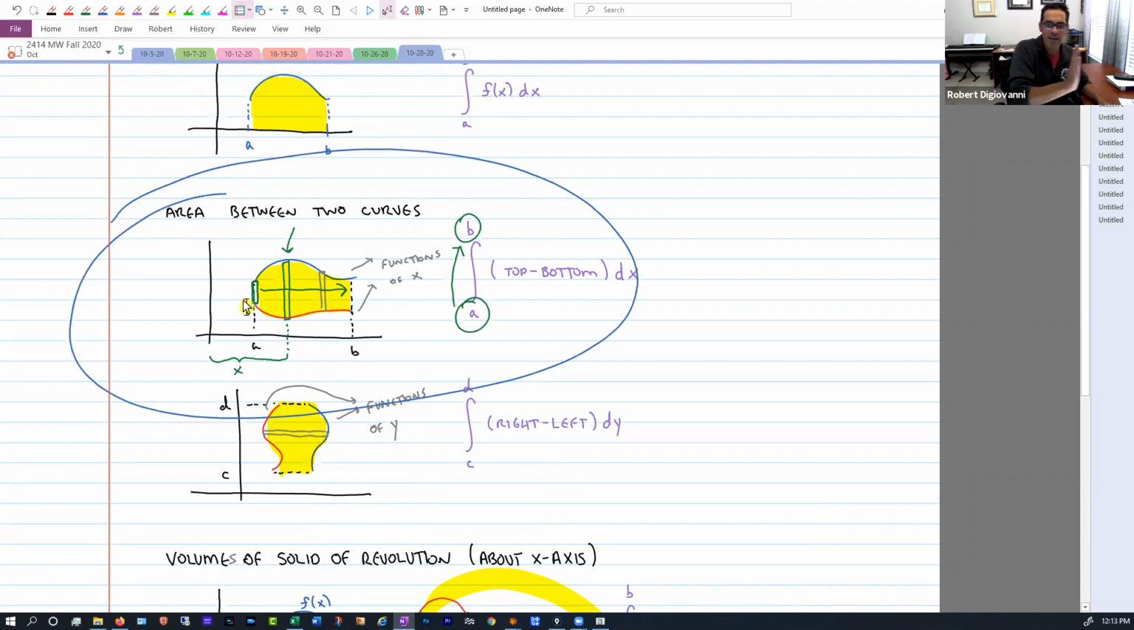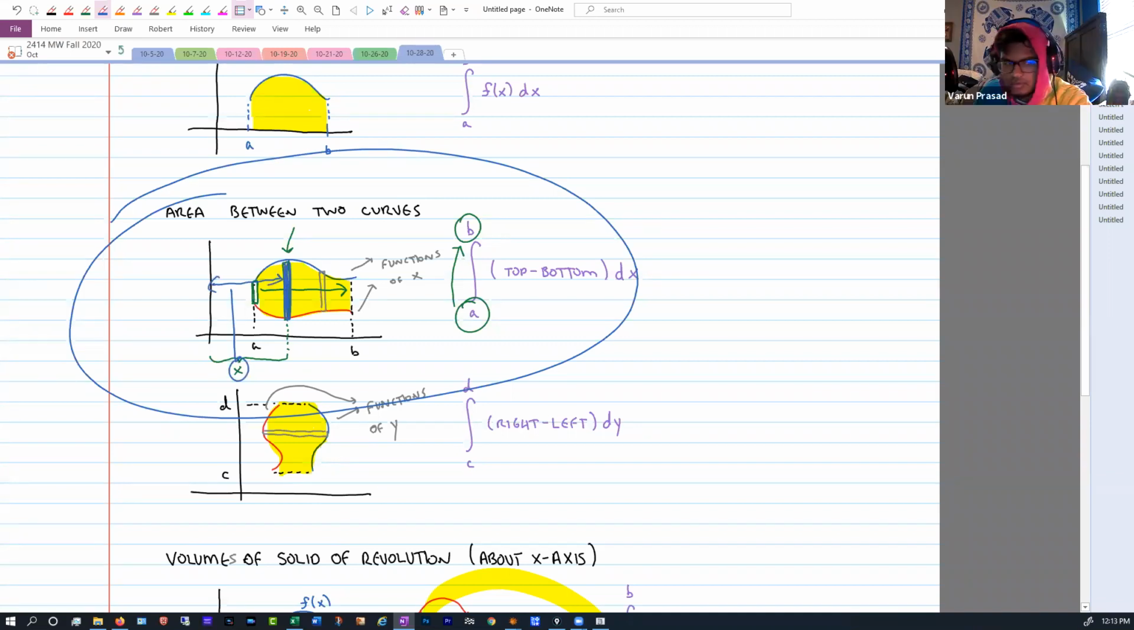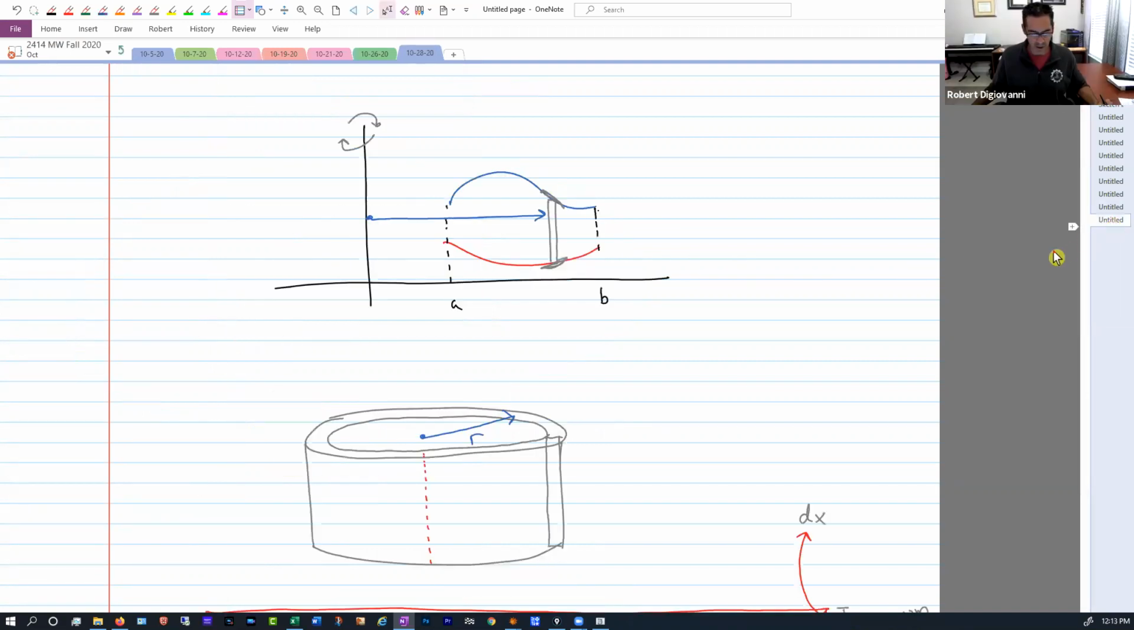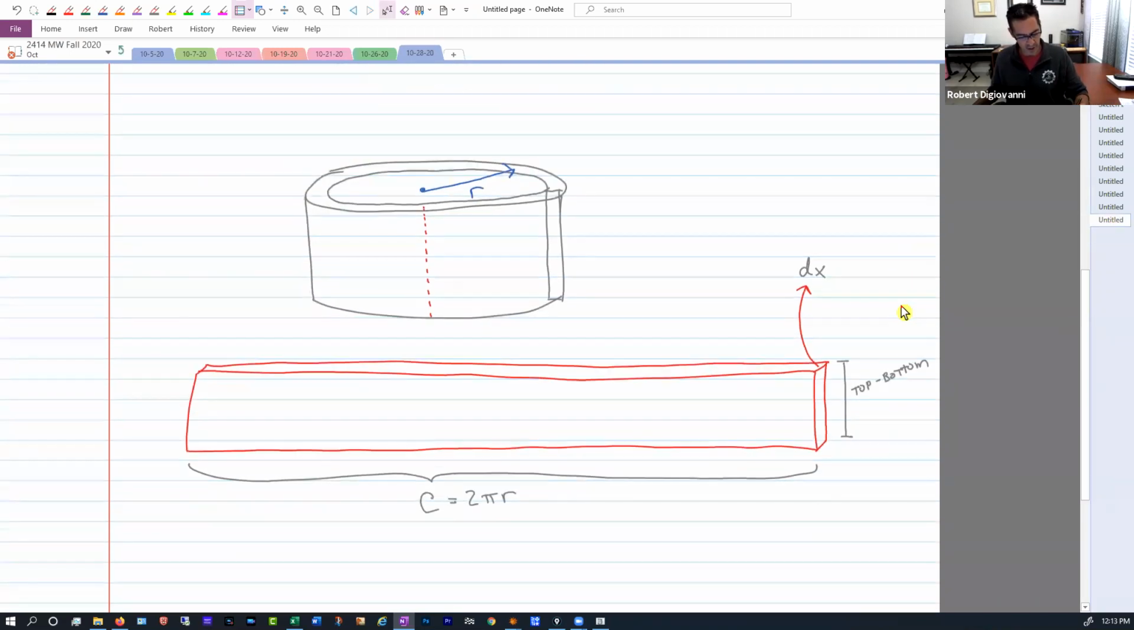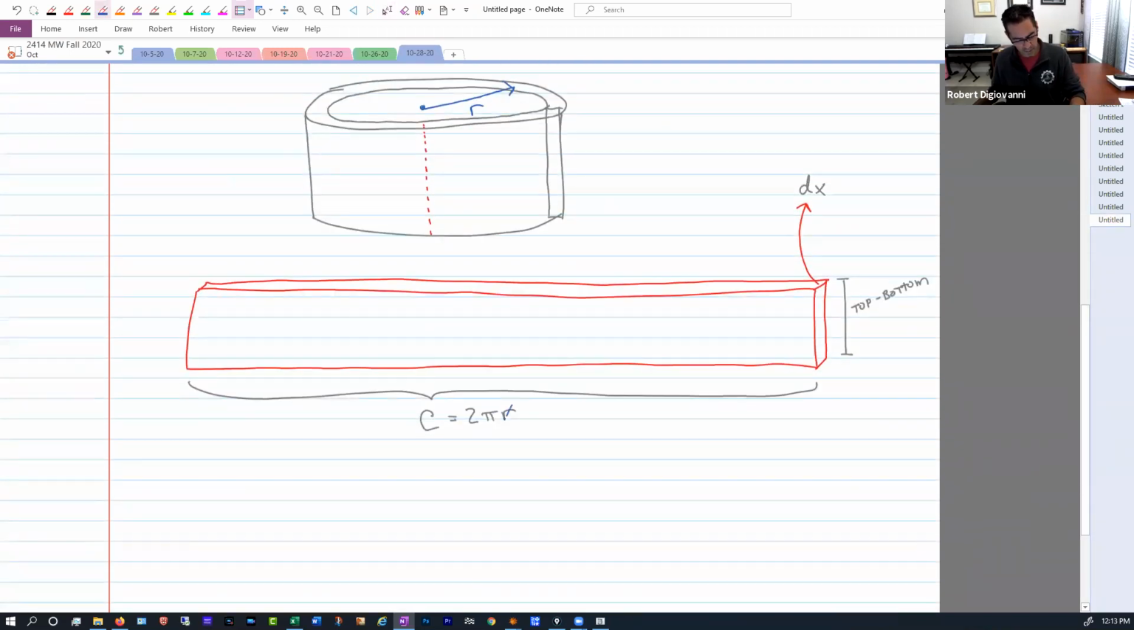The rectangle slides across, right, from A to B. And if you were to stop that rectangle at any point in time, the distance from the rectangle to the y-axis is always going to be X. So for us here, this distance, R, is actually X.